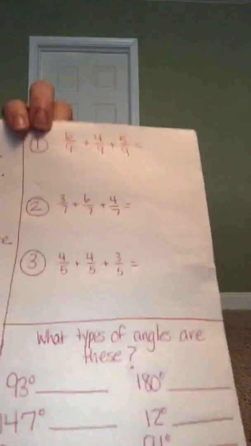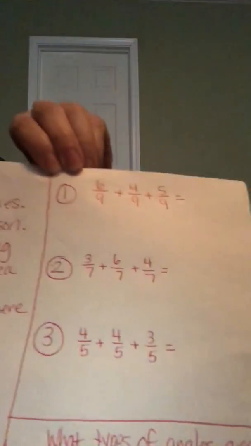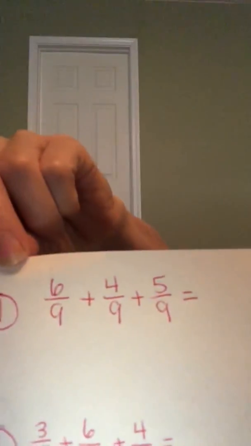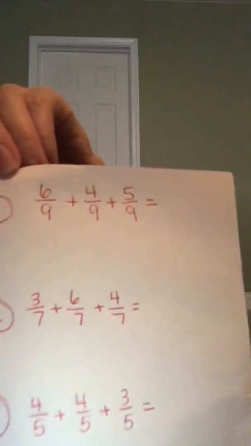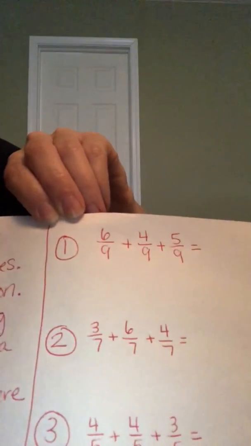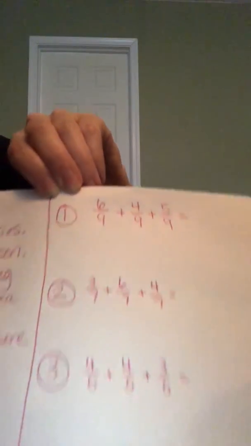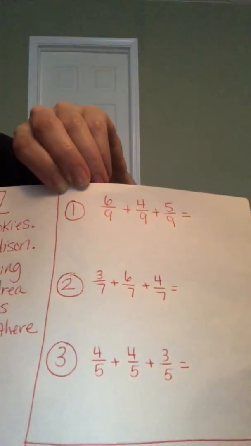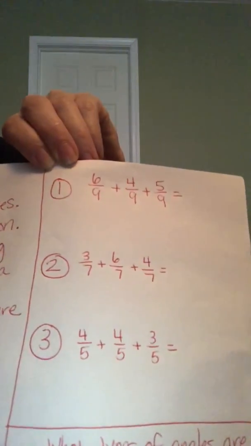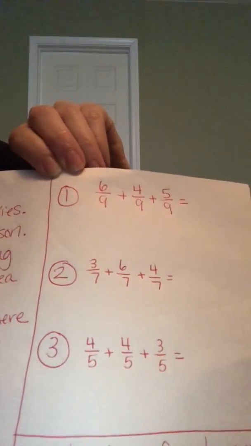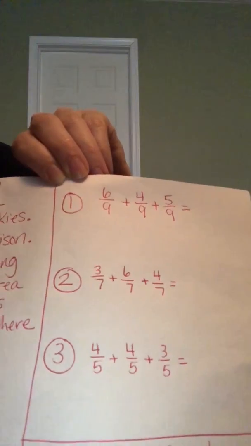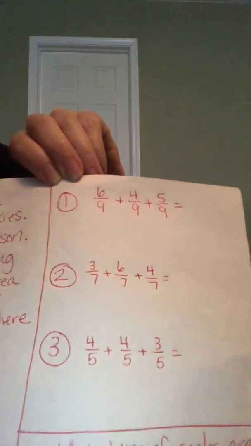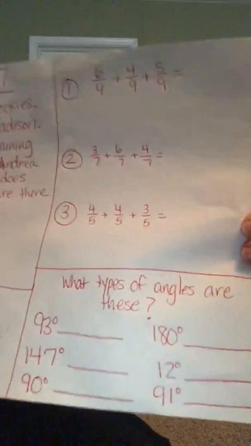Okay, so the 3 problems for you to try are 6/9, 4/9, and 5/9. As a mixed number, what am I going to get? 3/7, 6/7, and 4/7, and 4/5, 4/5, and 3/5. Okay, so you want to add up those numerators, then pull out the wholes and see what the total is as a mixed number. Okay, then on the bottom, we have some angles.